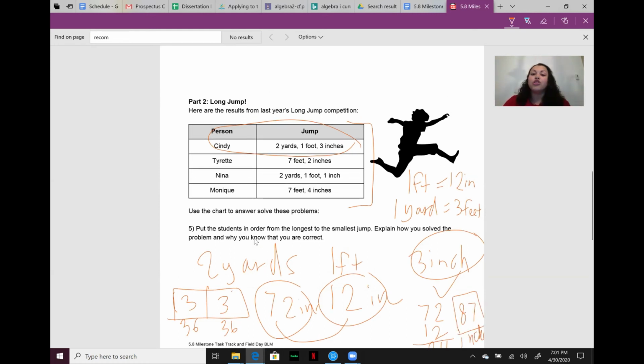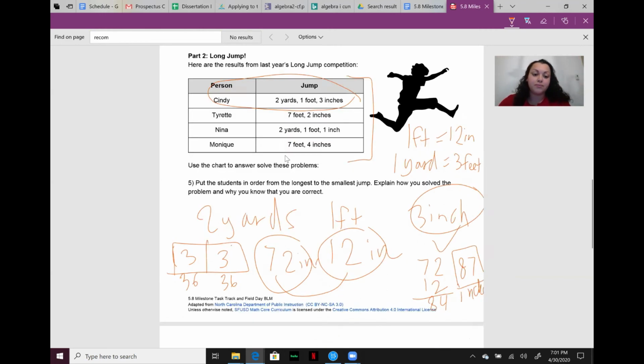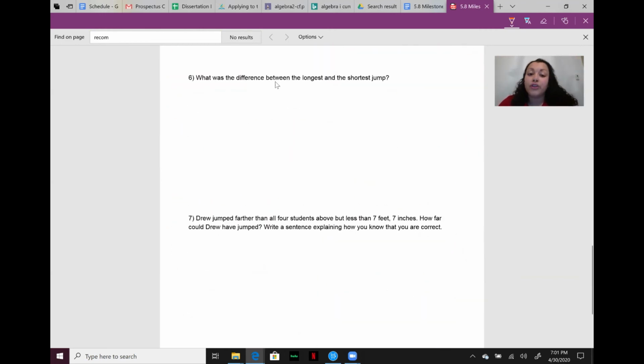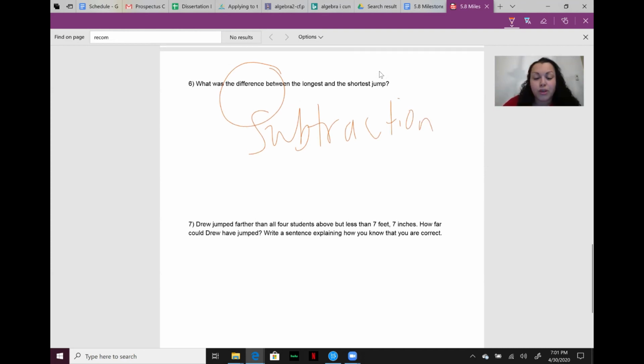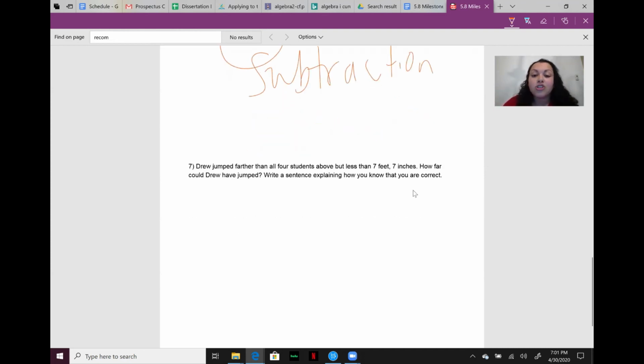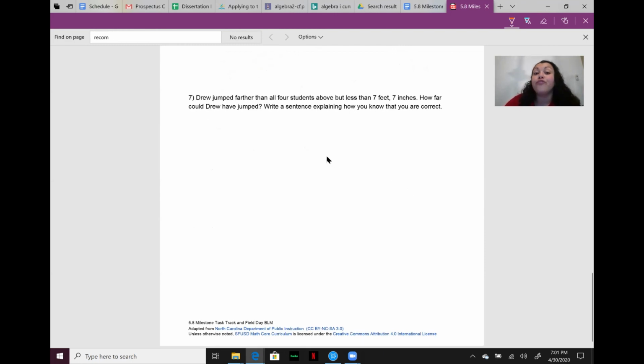Depending on the unit you pick, that might look different, but they are equivalent. So you pick the unit that you're going to use and then convert all of these to that unit. Then it says, what was the difference between the longest and shortest jump? We know that difference means subtraction. Once you figure out question 5, you should be able to do question 6. And then the last question says, Drew jumped farther than 4 students above, but less than 7 feet, 7 inches. How far could he have jumped?